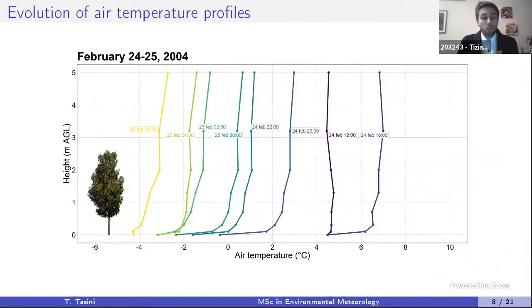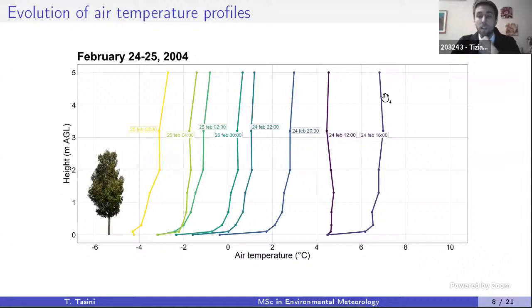So here the evolution of air temperature profiles ranges from midday on February 24, this line, to 6 a.m. on February 25, the yellow line. The apple trees have an average height of 2.5 meters here, and the base of the branches is at about 1 meter high, as in the picture. At midday, this line, the profile is homothermic.